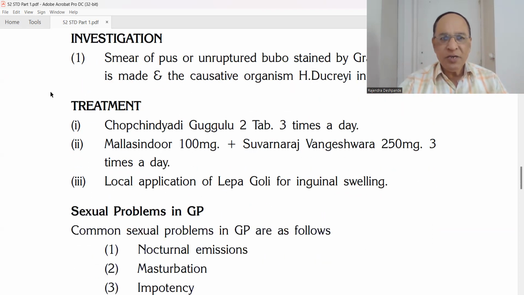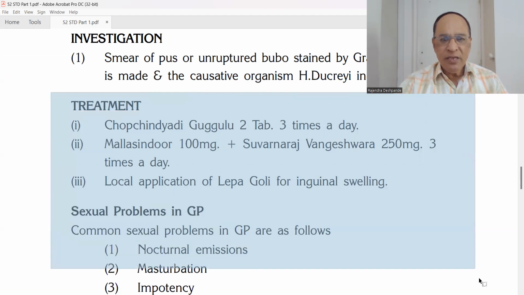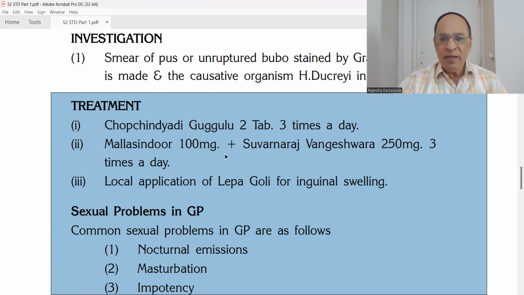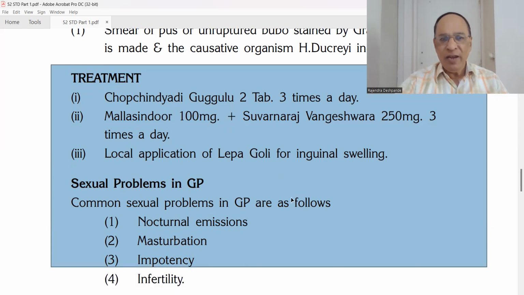Now, how to treat these patients? Here you can see there is a Chopachinyadi Guggulu. Chopachinyadi Guggulu, 2 tablets 3 times in a day. Then Malla Sindur, 100 milligram, plus Swarnaraja Vangeshwara, 250 milligram, 3 times in a day. Local application to the bubo, inguinal region, lymph gland is enlarged, Lepagori for inguinal swelling.